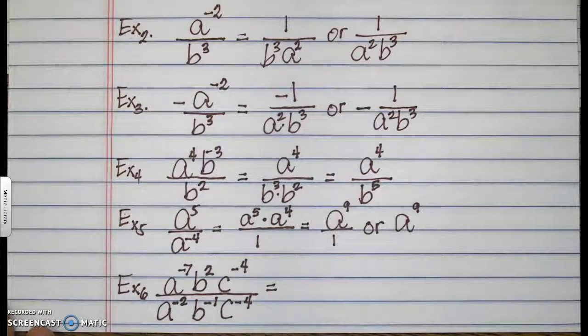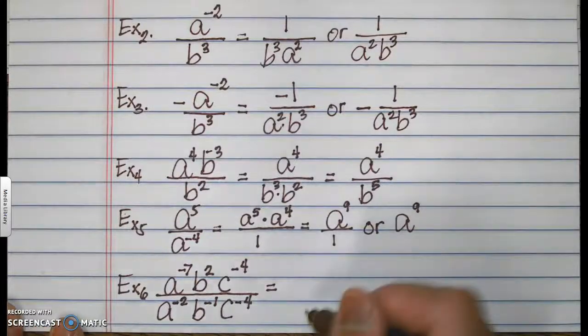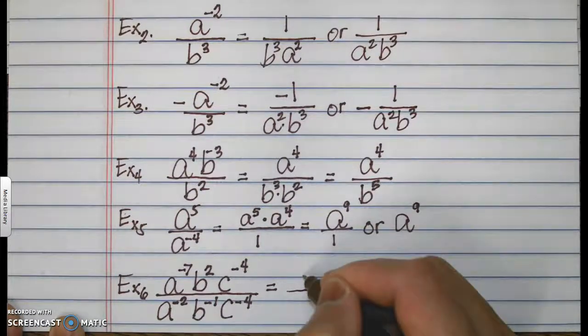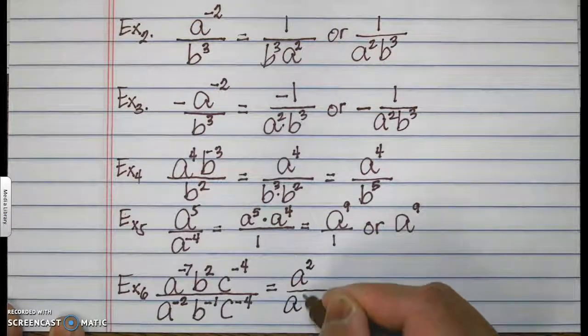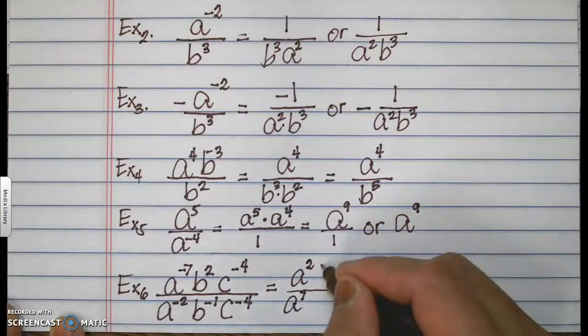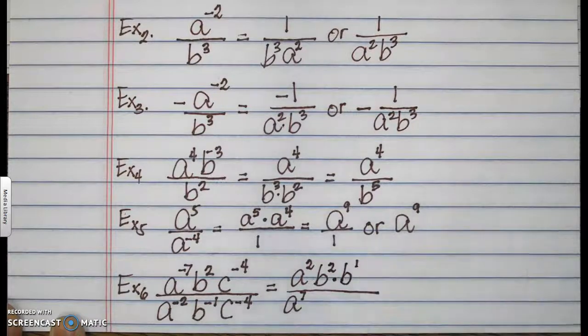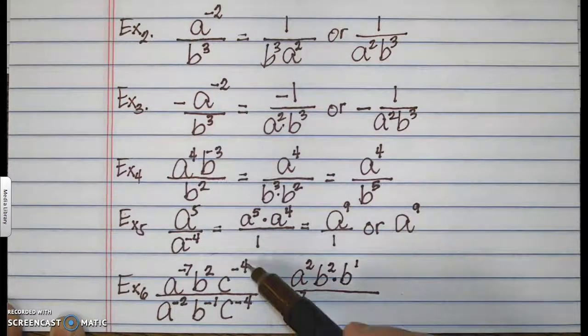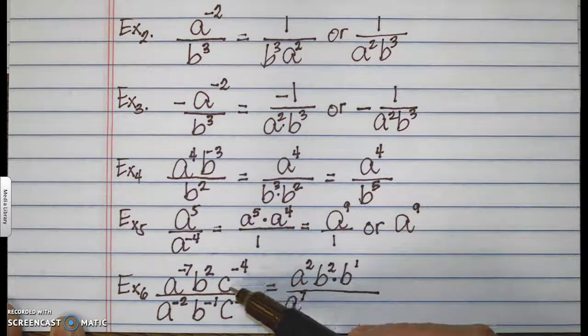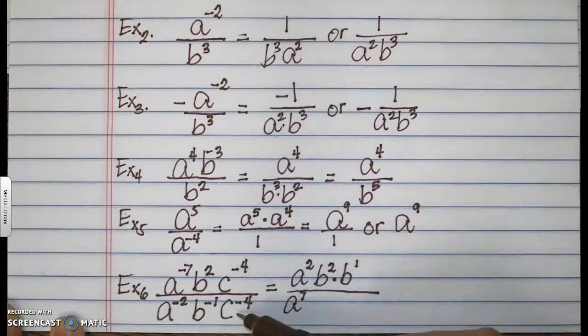For our last and final example, sixth and final example, we have a to the negative 7, b squared, c to the negative 4 over a to the negative 2, b to the negative 1, c to the negative 4. And this would all look like this. A to the negative 2 switches with a to the negative 7, and they will become positive. B squared stays on top and will be joined by b to the first. Well, this one will cancel out because it's c to the negative 4 over itself.